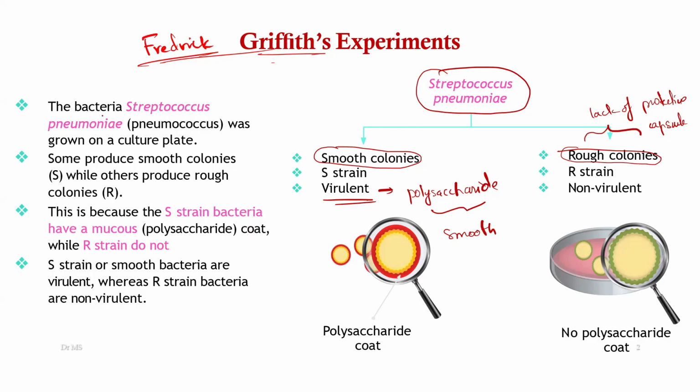So see here, the bacteria Streptococcus pneumoniae was grown on the culture medium, and he observed that two strains are there. One is the S strain, the other one is the R strain. This S strain has on the outer side a mucus polysaccharide coat, which is very, very dangerous. Whereas the R strain does not have such a coat, so it is not virulent. Virulent means very dangerous. Okay, remember this.